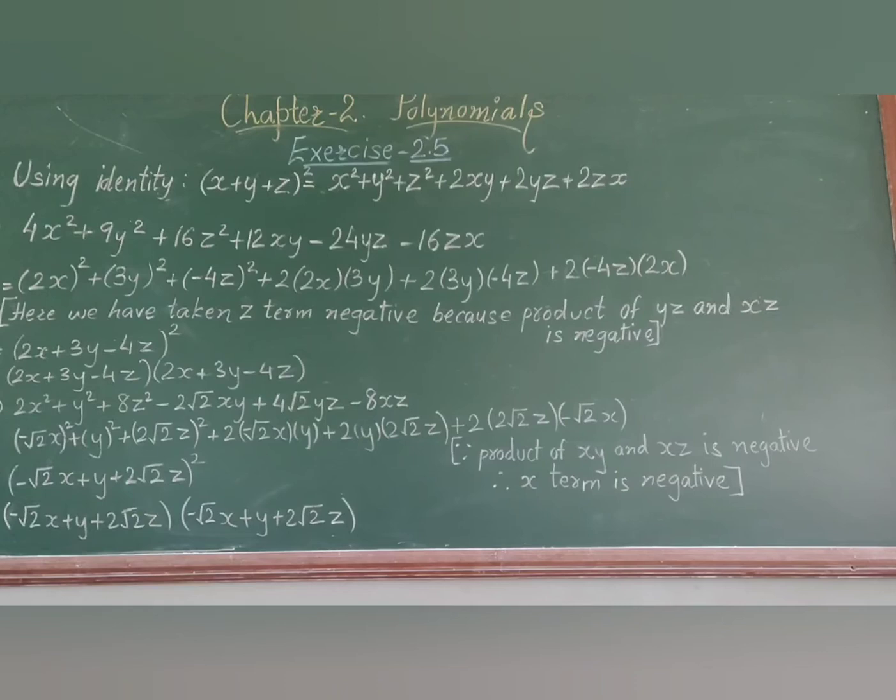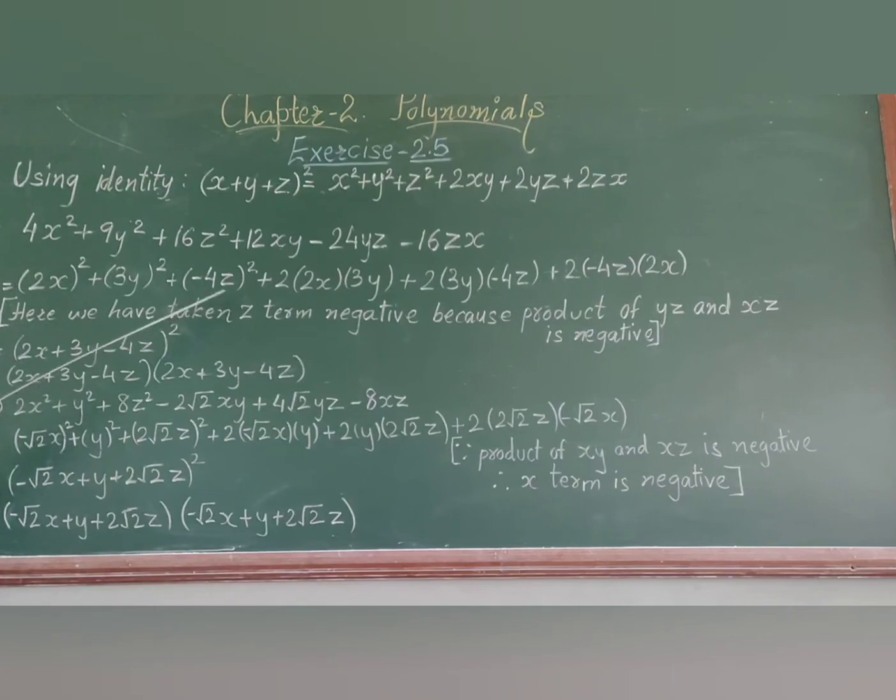That is, 4x square: 4 is the square of 2, so we write (2x) whole square, plus 9 is the square of 3, so (3y) whole square, plus, as I discussed, the z term is negative, so we write (minus 4z) whole square, because 16 is the square of either plus or minus 4. It doesn't make any difference in a square. If you take a negative integer also, its square will always be positive.